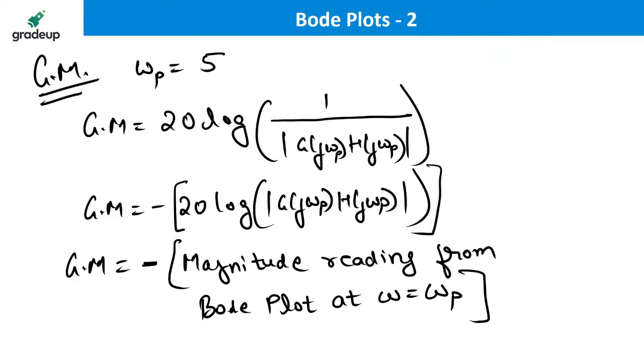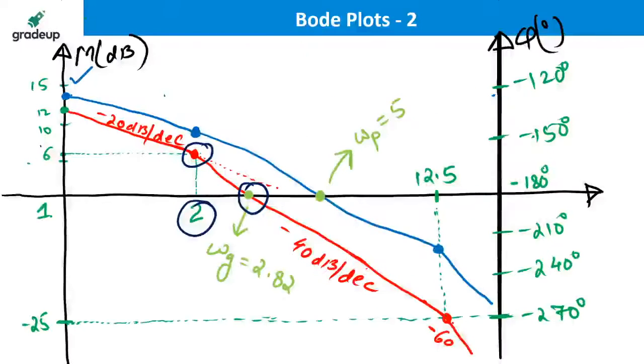So let us come back to the graph and calculate this. Omega p is equal to 5. What is the magnitude at this point? I am interested in that magnitude. Let me highlight this point. The negative of this value will be equal to the gain margin. I will write down everything on this graph.